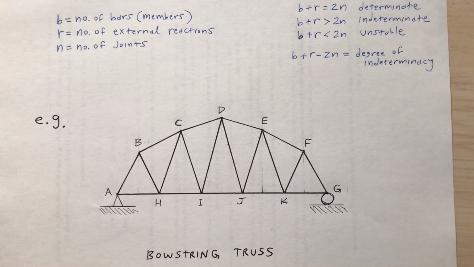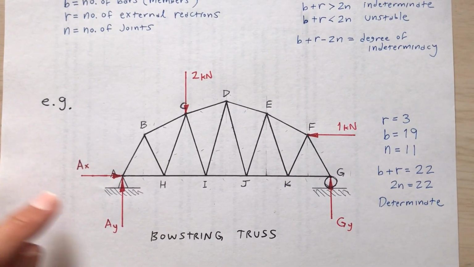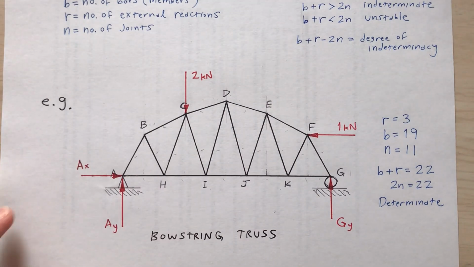For example, we have here a bowstring truss. Okay, so look at how I label the nodes here. So I want to know about the degree of indeterminacy, or maybe it's determinate, I don't know, or maybe it's unstable. Why don't I count the number of bars, number of external reactions, and the number of joints? So I throw some reactions on there, A sub x, A sub y, G sub y, and I threw some loads on there, 2 kilonewtons vertically at C, and then at node F I've got 1 kilonewton acting to the left. Okay, so how many external reactions are there?